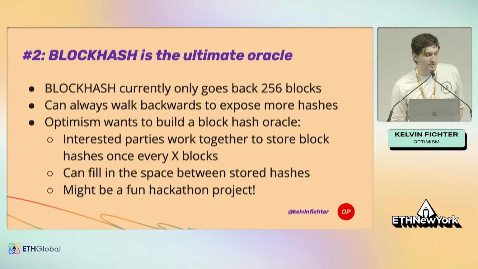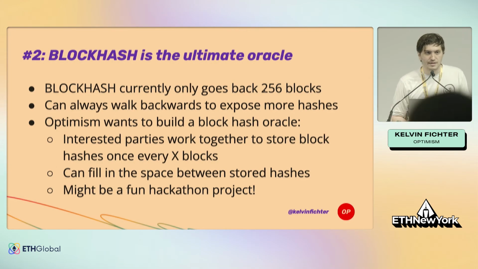And Optimism really wants to build a block hash oracle, so we would have a chain of block hashes into eternity. So if you're interested in working on that as a hackathon project, it would be really cool, kind of like a collaborative way for the entire Ethereum community to store every block hash so that we have access to it, not just for the last 256 blocks, but for every single block. Requires a lot of proofs, but I'm sure as a community we can do it together.